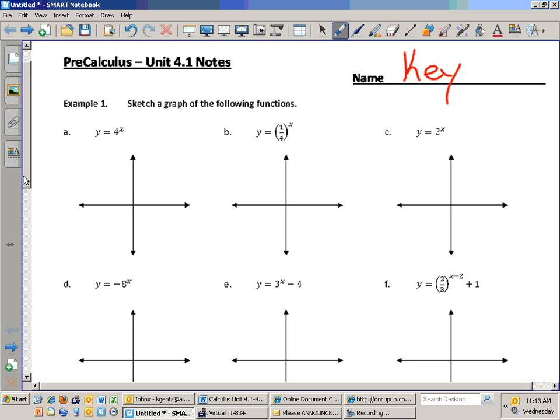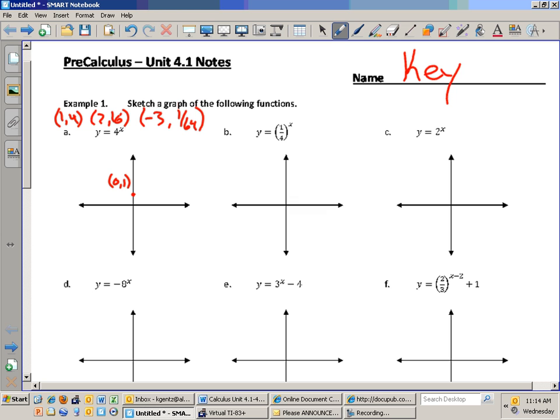It says sketch a graph of the following functions. Y equals 4 to the x. Give me one point that it passes through. 0, 1. Okay? And then if you're ever wondering, you can find another point that it passes through. For example, if I plug in 1 for x, what do I get for y? 4. If I plug in 2 for x, what do I get for y? 16. Let's try a negative number. What if I plug in negative 3? Anybody know what 4 to the negative 3 power is? 1 over 4 cubed, or 1/64.